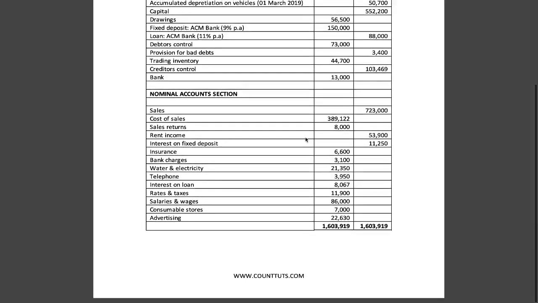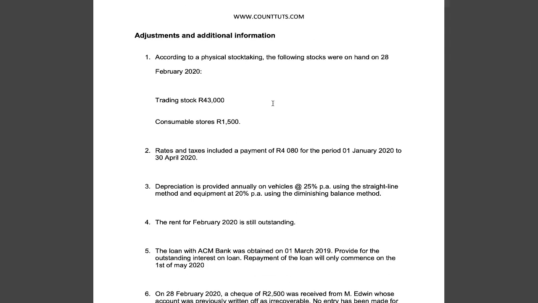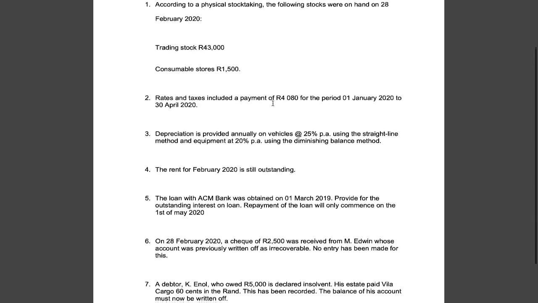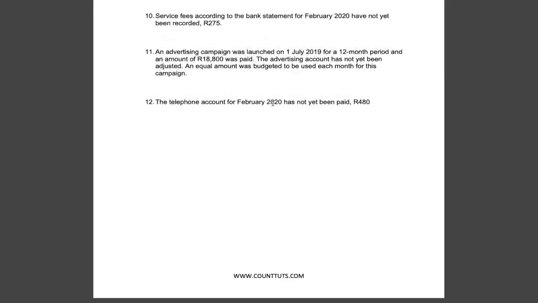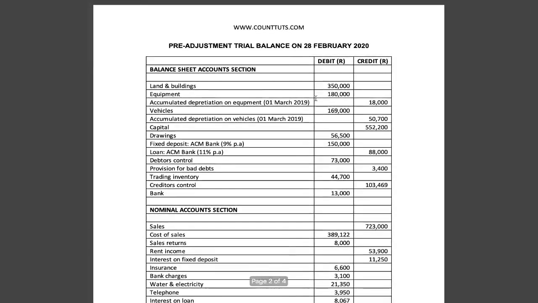Okay, so first let's look at additional information if there's anything on land and buildings. Now I've gone through this before, so I don't want to take a lot of your time going back and forth. I already know that land and building is not in additional information. So if it's not in additional information, then we know that we're just going to take that amount that we are given, the 350,000 rand, and put it in.